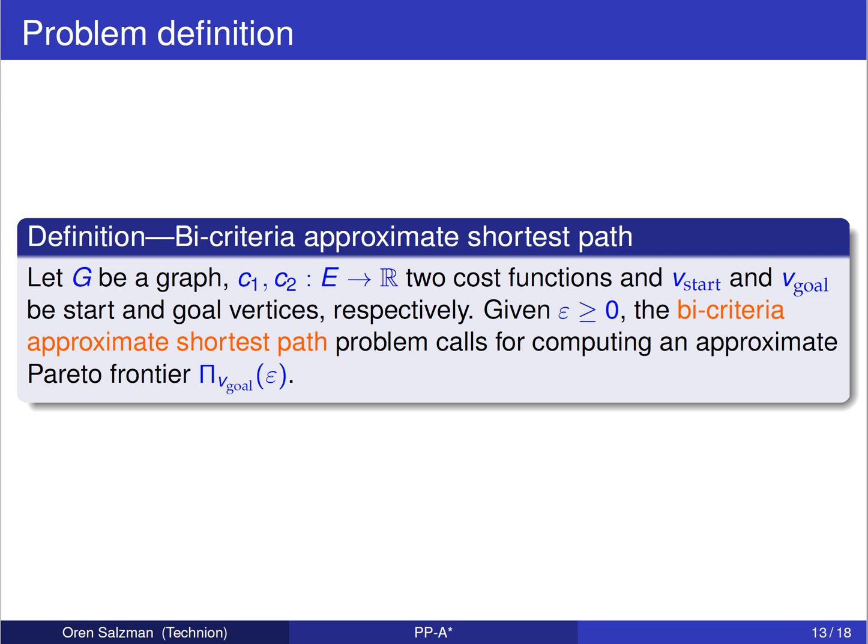Now we can finally formally define the bi-criteria approximate shortest path problem. Here we're given a graph, two cost functions, and start and goal vertices. In addition, we're given some approximation factor epsilon. And the bi-criteria approximate shortest path problem calls for computing an approximate Pareto-optimal frontier.